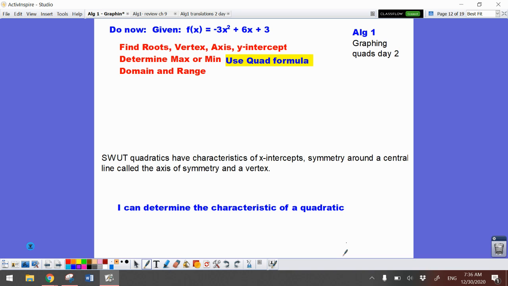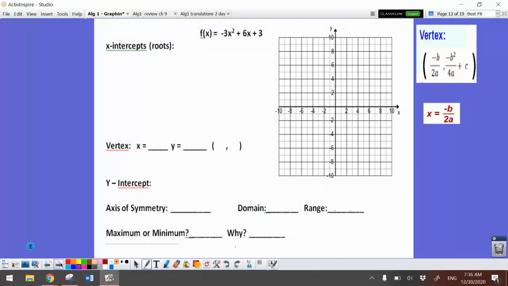All right, so let's keep going with all of our quadratic characteristics today. We have to find our roots, our axis of symmetry, our vertex, our y-intercept, and we're going to sketch our graphs with all those 5 points and then determine our domain and range. So let's practice all that again. Remember, you should probably have your formula sheet ready. So let's go ahead and go through the whole process here.